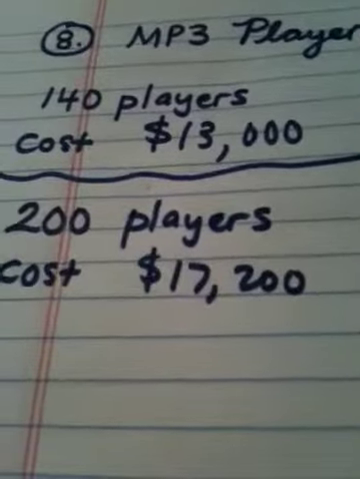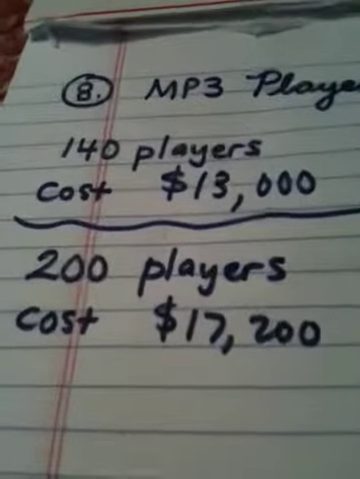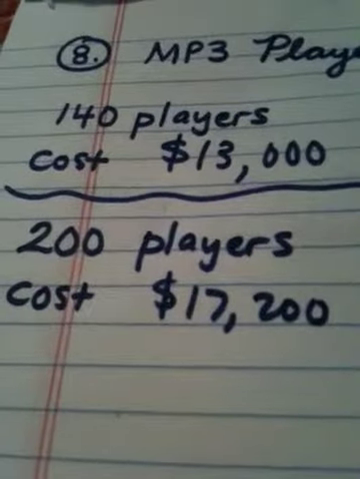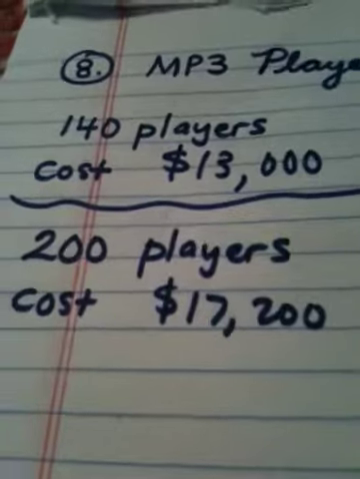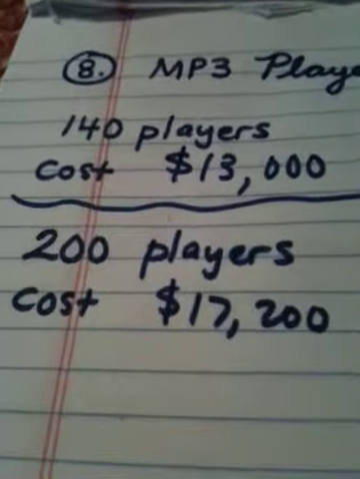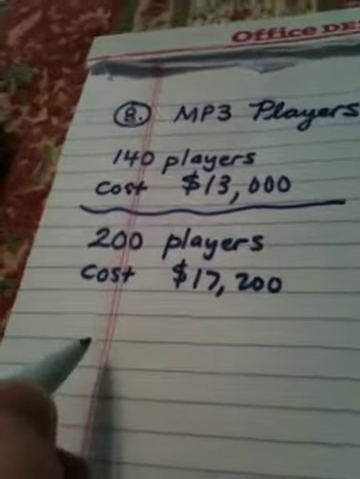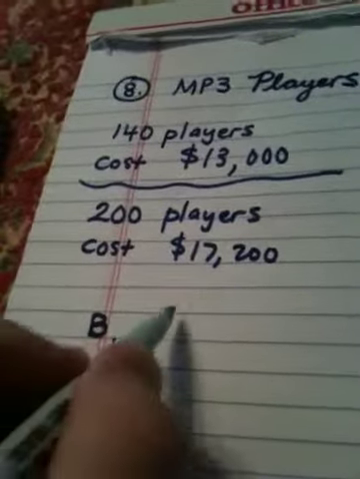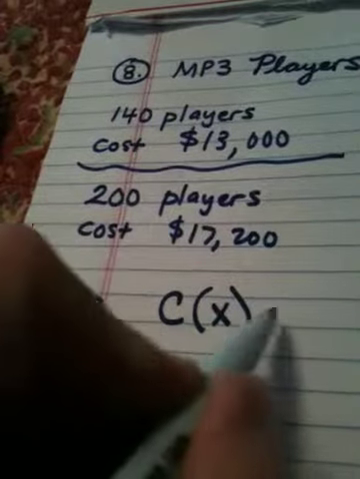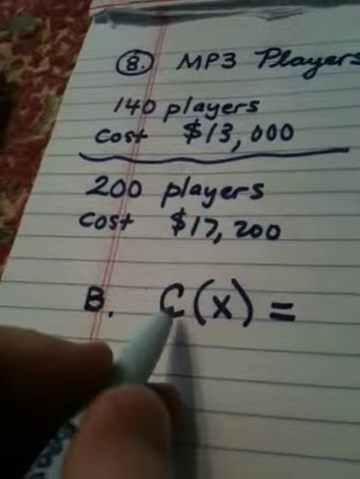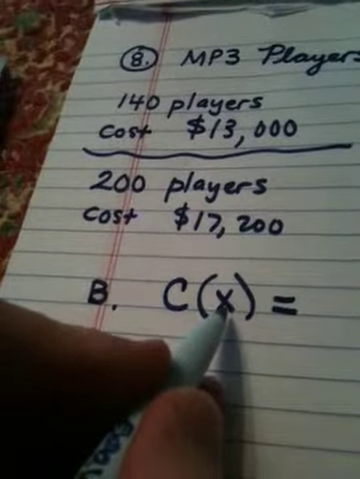Okay, now again, as I said on the previous video, if you're my student, you can cross out part A. I'm not interested in the graph of this function. What I am interested in part B is for you finding the cost function. So part B asks you to find C of x. X is the number of players, C is the cost.